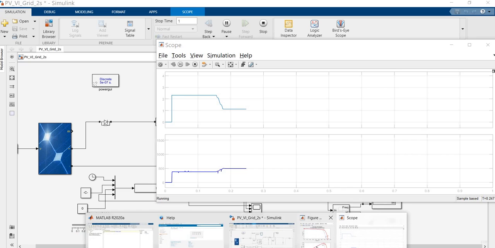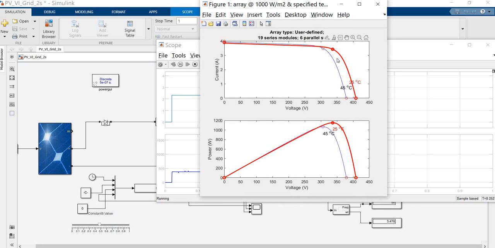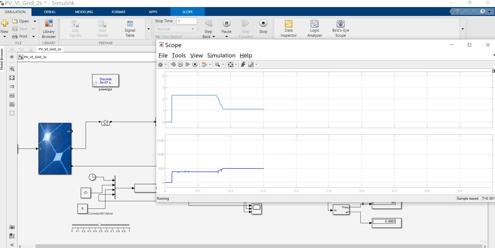Please see this diagram. This is the PV based. If the current value is 3.4, that is 33 plus 6. Suppose the voltage increases, then the current will be reduced. So the current is reduced, and again the voltage is 379. That is the same operation we are going to see.